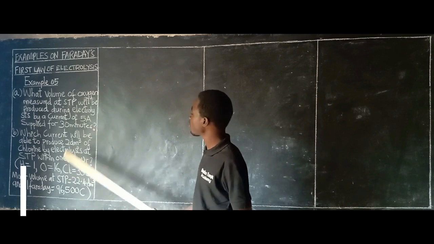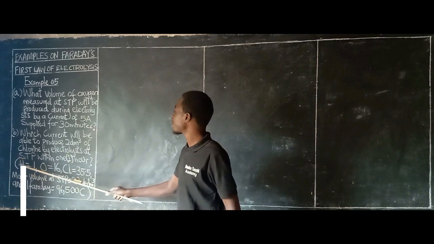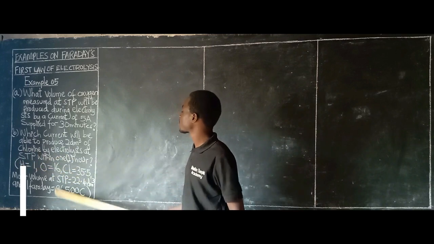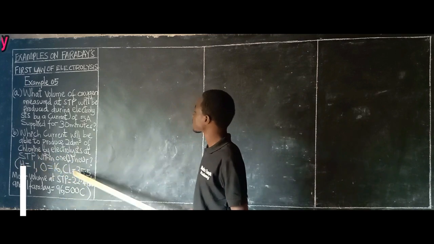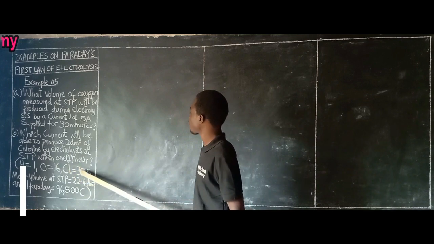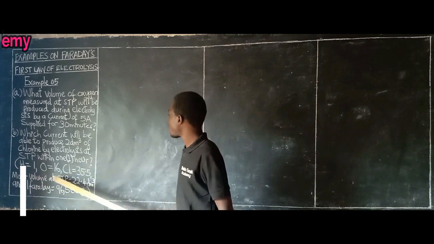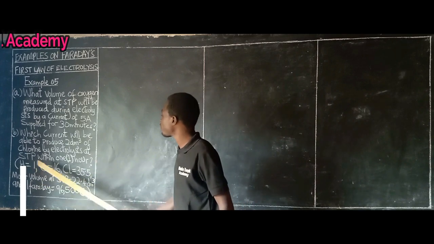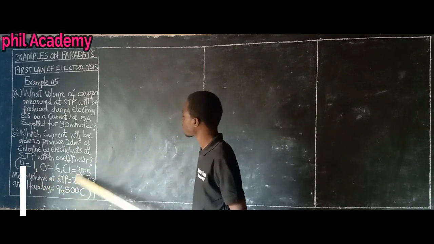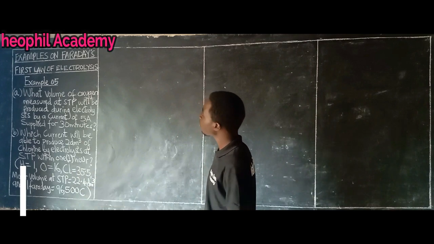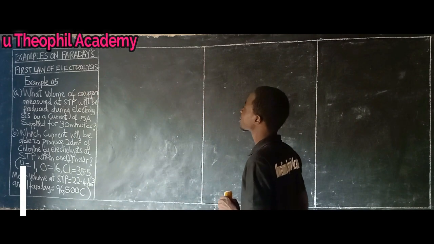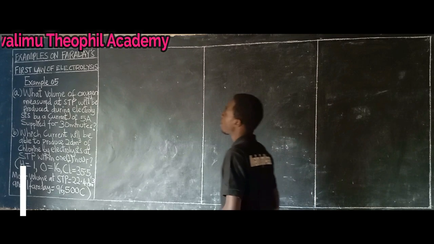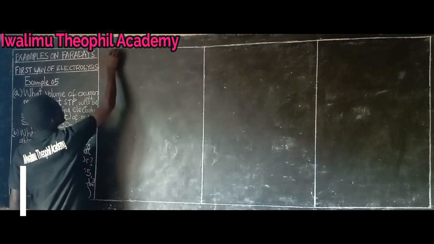We are given that the relative atomic mass of hydrogen is 1, relative atomic mass of oxygen is 16, relative atomic mass of chlorine is 35.5, molar volume at STP is 22.4 decimeter cubed, and 1 Faraday is equal to 96,500 Coulomb. Now, let us start looking at the solution of this question by starting with part A.